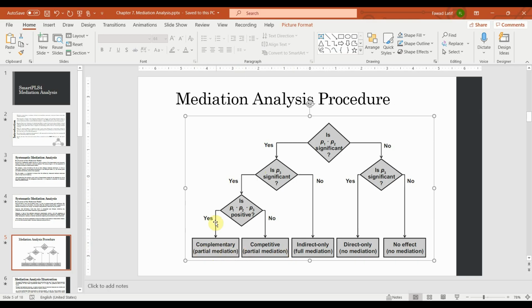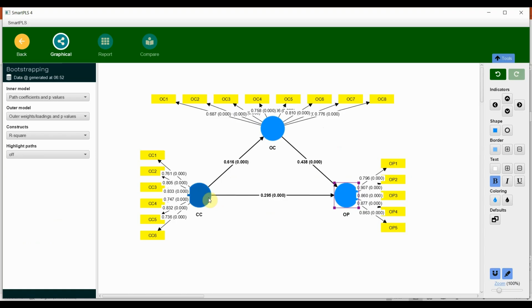Look at this. Even if P3 is significant, you will go down this route. And if you go down this route, you've got two options, complementary and competitive, but both are partial mediation. What is partial mediation? Some of the impact of CC on OP is passing through this path here, and some of the impact is passing through this indirect path from CC to OC to OP. That is the impact of CC on OP through OC. Now both paths are significant, your indirect effect and your direct effect.